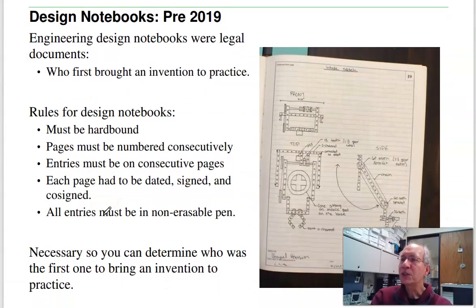So what design notebooks looked like prior to 2019: the design notebooks were actually legal documents back then. The design notebook had to be hardbound, so you can't insert pages, you can't take out pages. Each page had to be numbered. The writing had to be in ink, so you can't erase it or change it. Each page had to be signed, co-signed, dated.